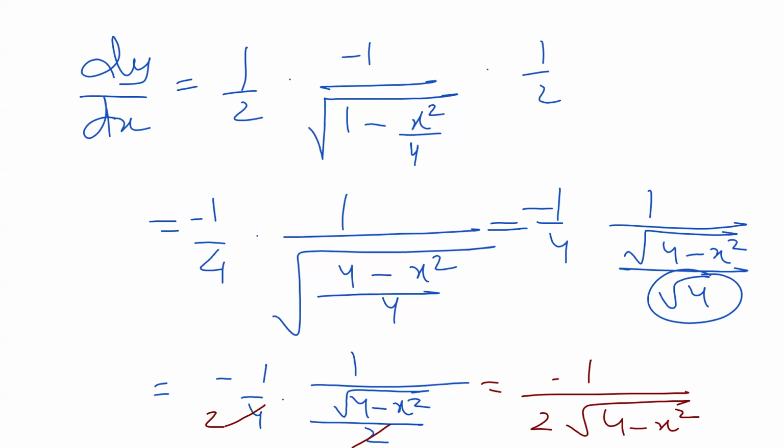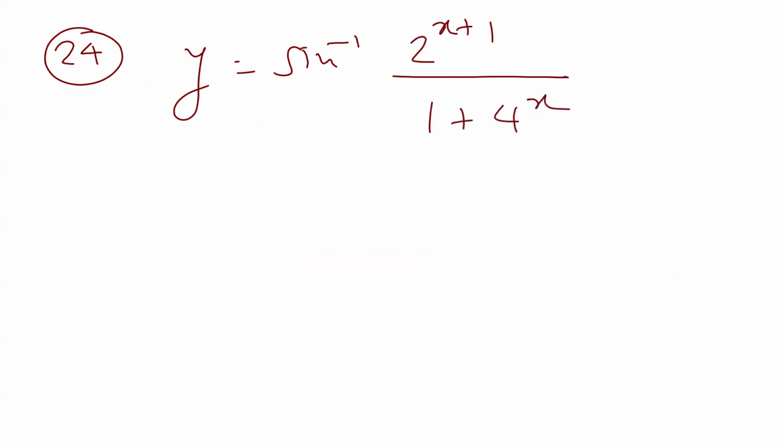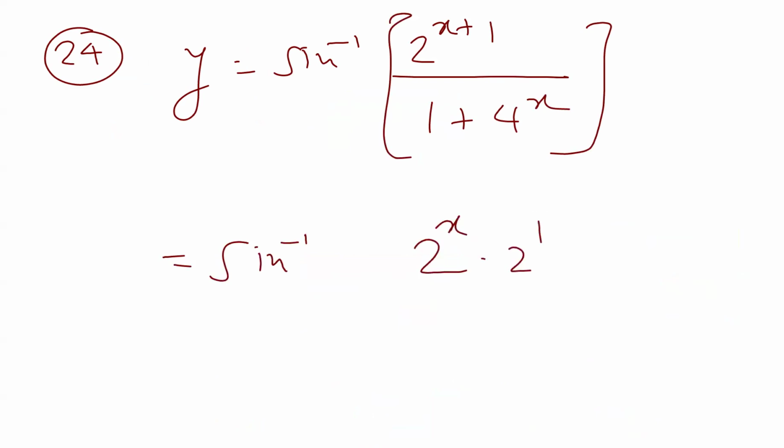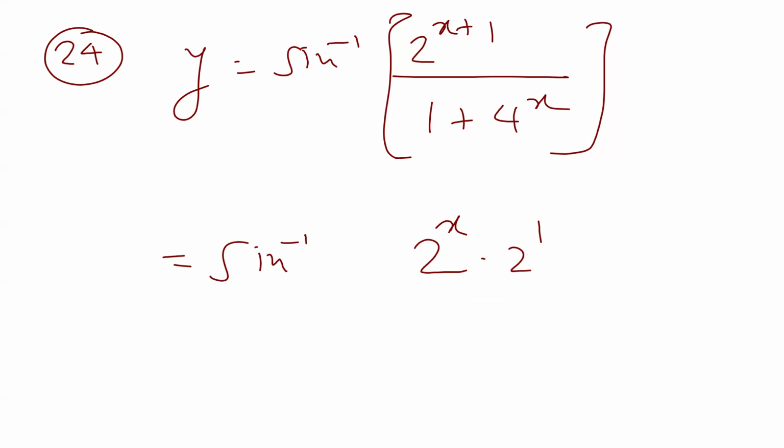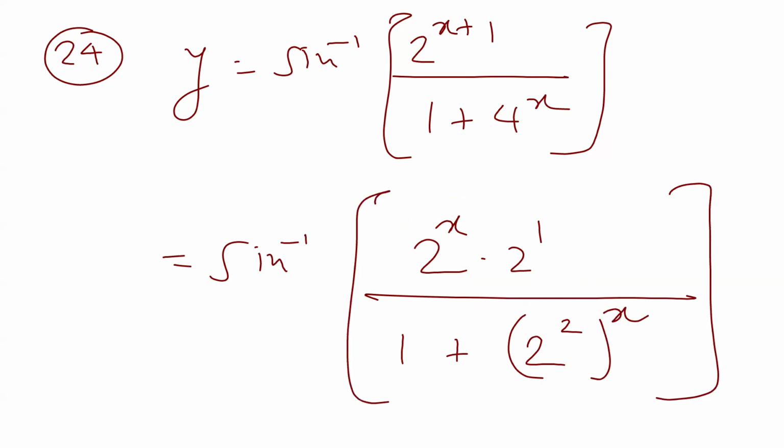Okay, let us go to question number 24. y is equal to sine inverse of 2 raised to x plus 1 upon 1 plus 4 raised to x. Now this is totally based on indices. So sine inverse of 2 raised to x into 2 raised to 1. Guys, if we multiply this, the powers will get added and it will be x plus 1. That's the reason why we are splitting this. 1 plus 4 is written as 2 square. So this is step number 1.